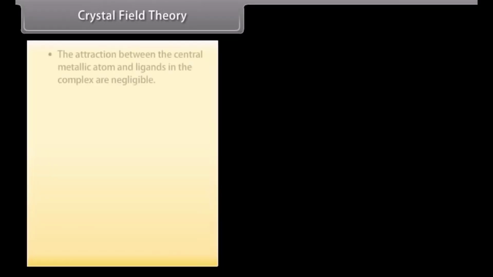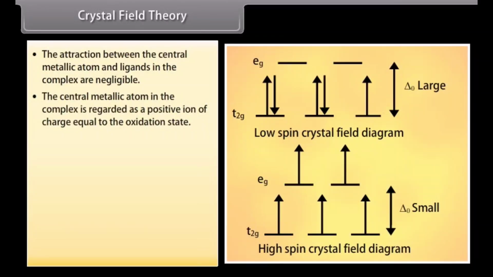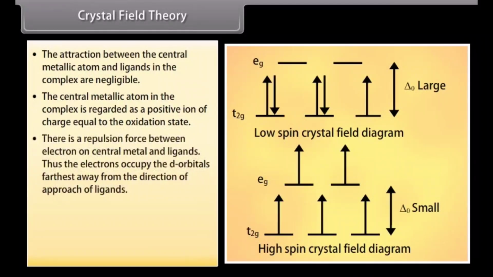Crystal field theory. The important points of the crystal field theory are the following. The attraction between the central metallic atom and ligands in the complex is purely electrostatic. The central metallic atom in the complex is regarded as a positive ion of charge equal to the oxidation state. There is a repulsion force between electrons on central metal and ligands.